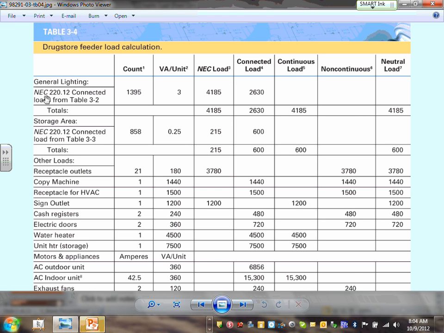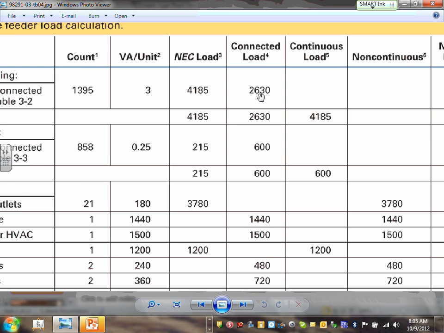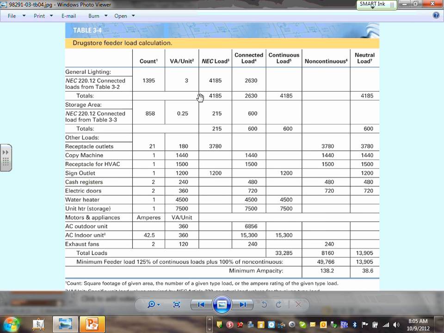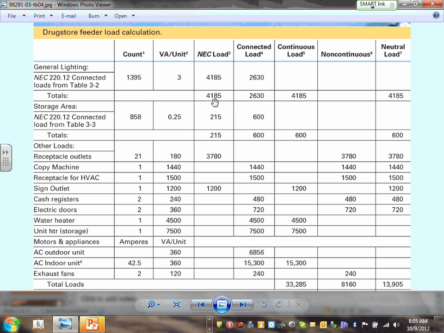Can I get you guys to look at the general light? This is for the drugstore feeder. General lighting, 220.12. I have how many fixture count? The square foot is 1395 multiplied by 3, and that gives me a calculated NEC code book value of 485. Connected load, all the fixtures are 263, and total, this is my total, 485, and continuous load 485, and the neutral is going to be 485.